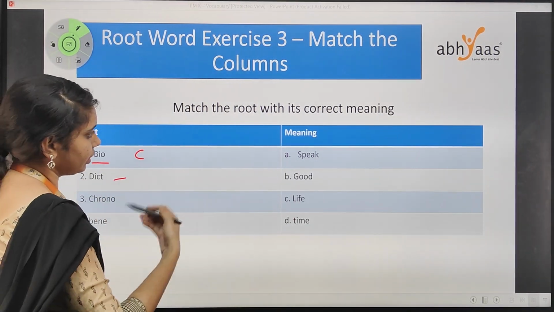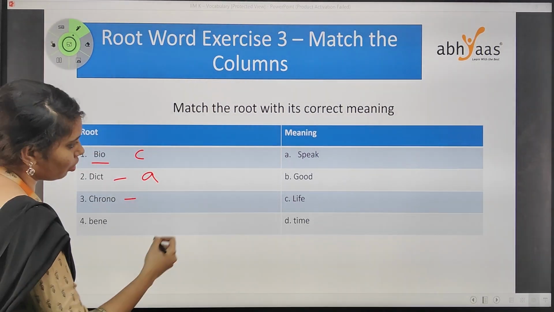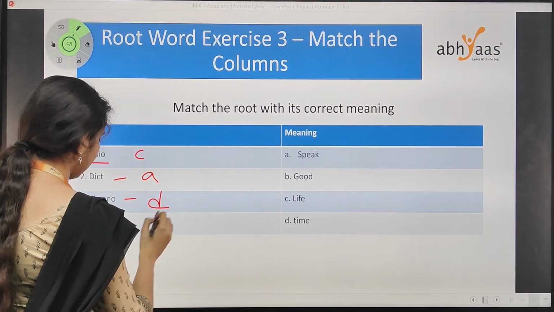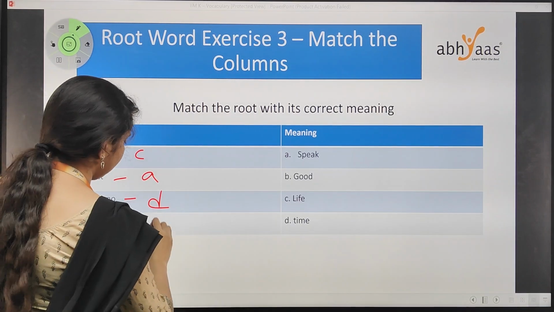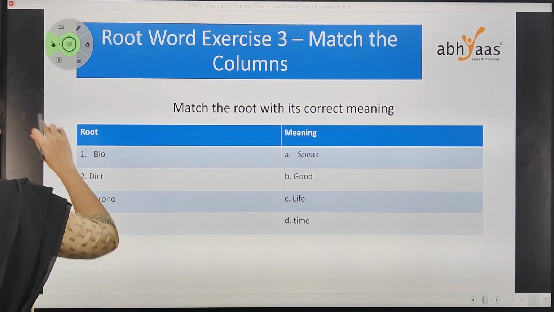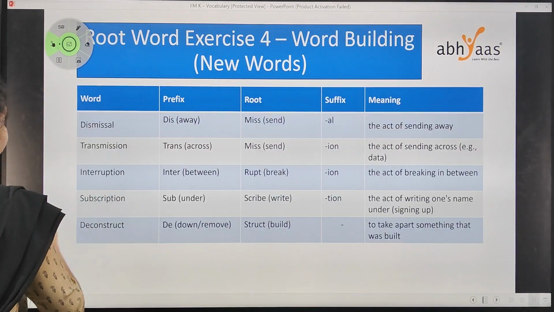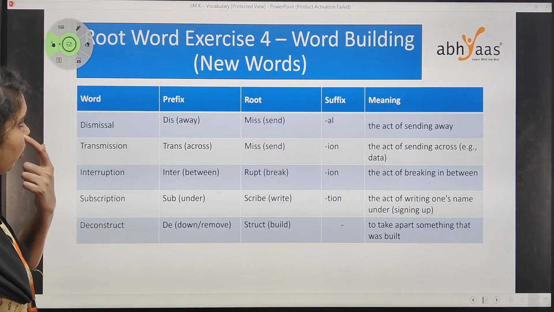What is dict? We have just revised it many times now, so it's speak. What is chrono? Chrono is again time. And what is bene? Bene is again good. Okay, so this would be your answer. Yeah, CADB. Okay, now let's learn some more words here.